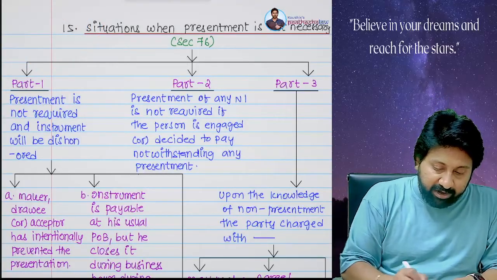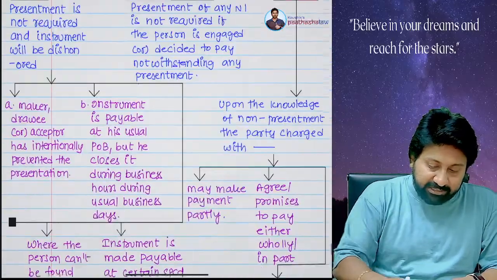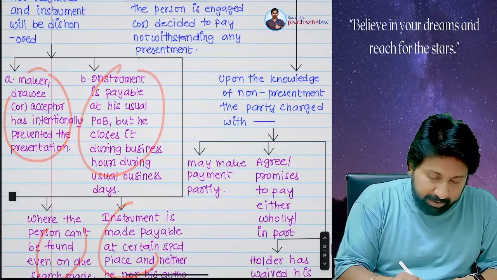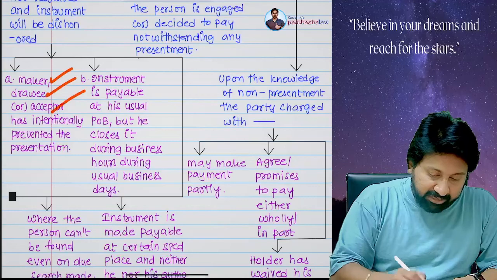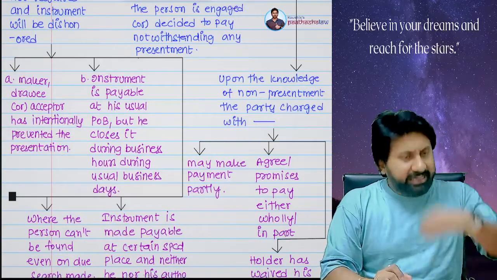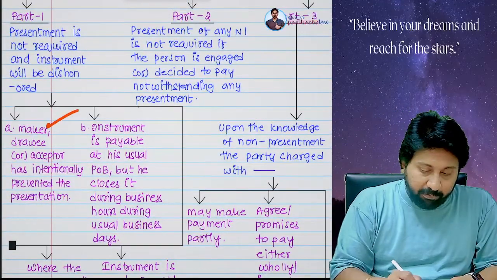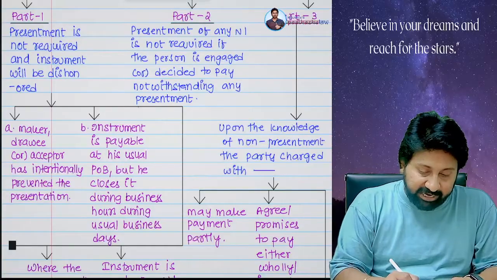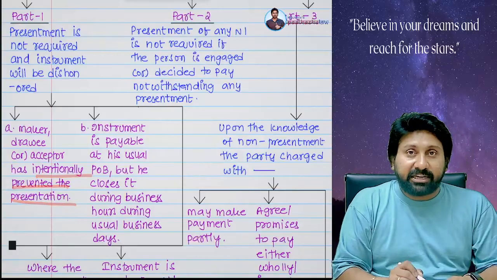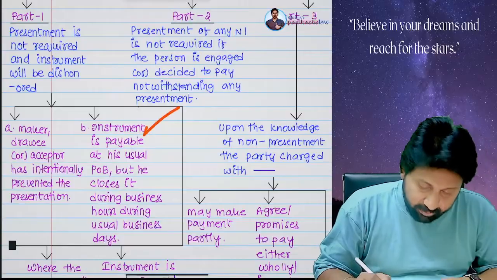Presentment is not required. An instrument is dishonored in these cases. Let's see. Maker or drawee or acceptor has intentionally prevented the presentation. Means they intentionally prevented it. Who? Maker of a promissory note, drawee of a bill of exchange, or acceptor, has intentionally prevented the presentation. Okay. Next.